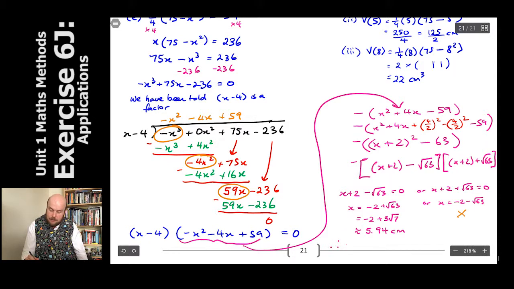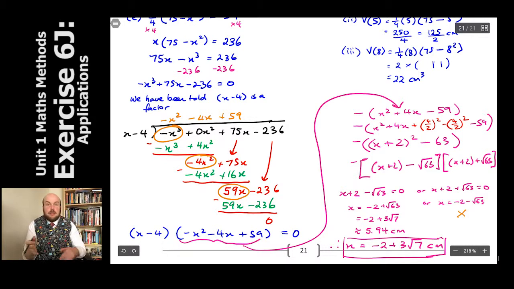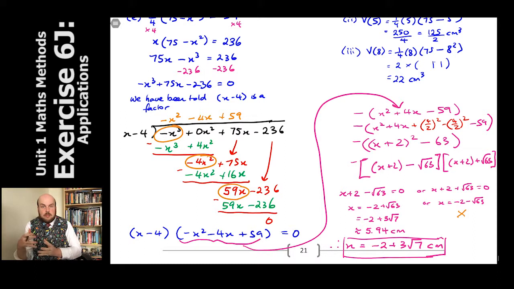So, therefore, the value of x, we should always use exact values. That is the other value that we would get if we wanted a volume of 59 cubic centimeters.